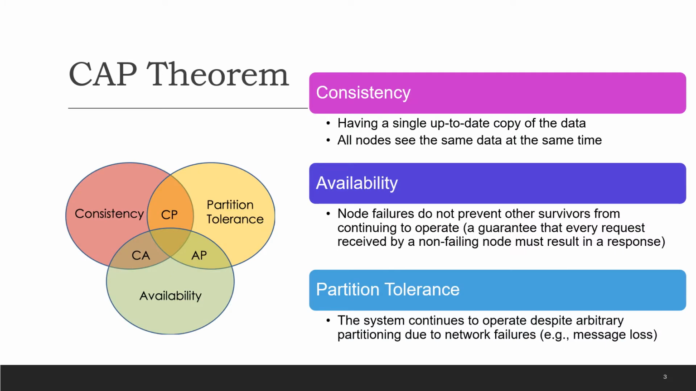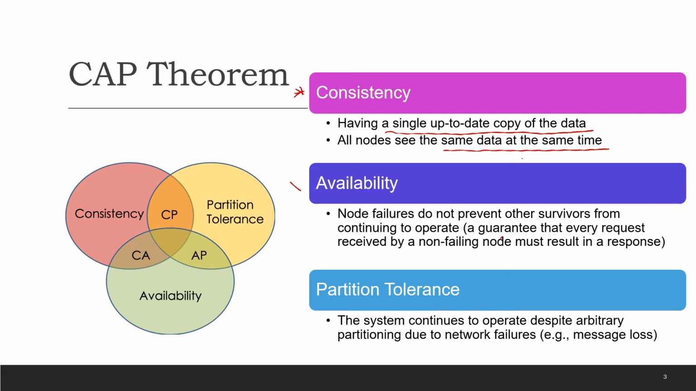Let's have a quick look at these 3 properties together. We will look at a more detailed example in later slides. First, consistency. The consistency property states that within a network of distributed data system, we will always have a single up-to-date copy of data across all the nodes. That means accessing data from any node in the network will return the same data at the same time.